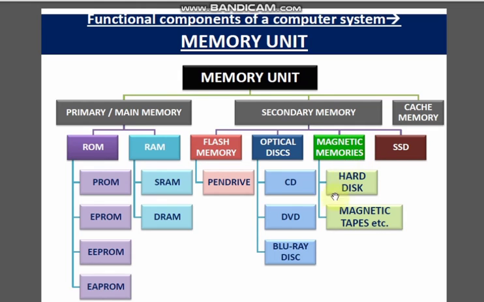So under magnetic memories you have hard disk, magnetic tapes, etc., and you have SSD. You must be using SSDs these days. So what is an SSD? SSD is solid state drive. It is a newer and faster type of device that stores data on instantly accessible memory chips, right? So SSDs are there under secondary memory devices. And finally, the third major type is cache memory. You must have heard L1, L2 caches.